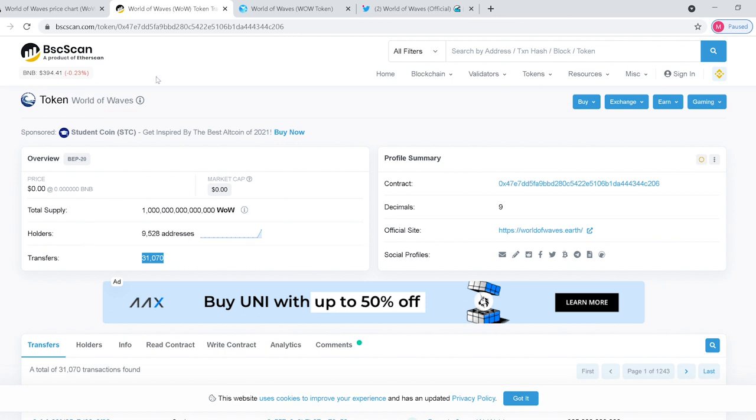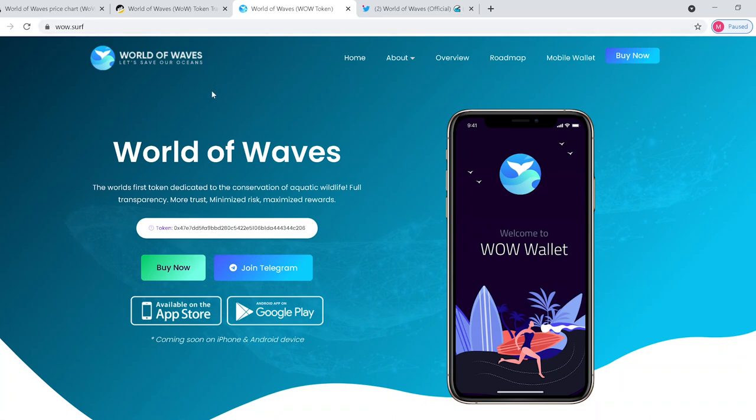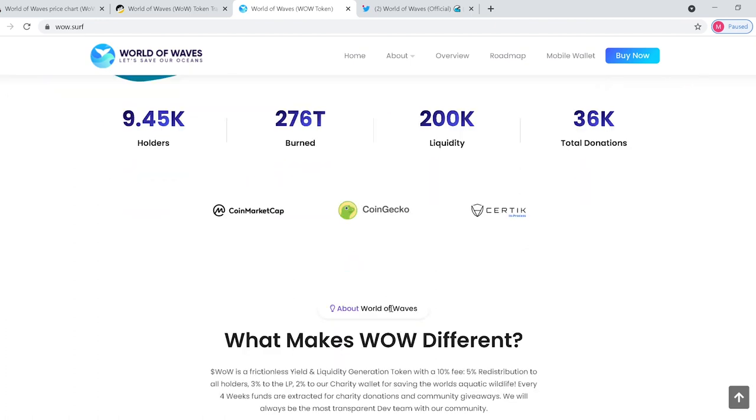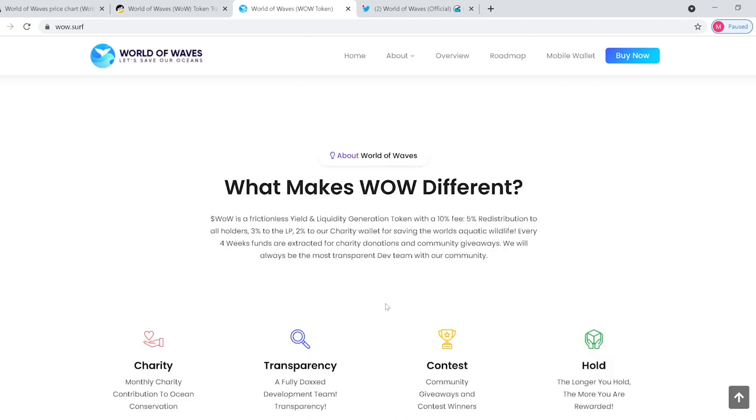Now, if we want to check out their website, World of Waves, the world's first token dedicated to conservation of aquatic wildlife, full transparency, more trust, minimize risk, maximize rewards. And here again, you could see the token address. If you wanted to use this to buy it, this would probably be the best address to use because it's coming straight from the source. Almost 10,000 holders, 276 trillion burn, 200K liquidity, 36K total donations. They are listed on CoinGecko as well as CoinMarketCap already. So that's another reason why they are so popular in such a small amount of time.